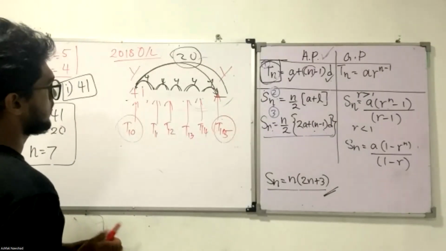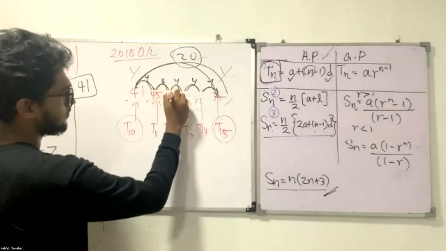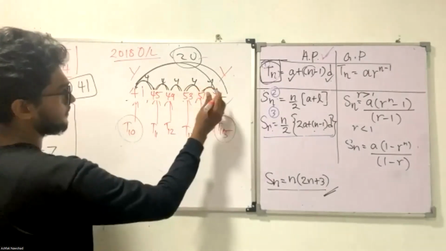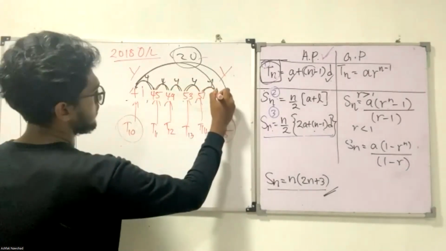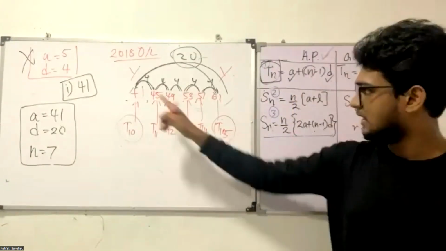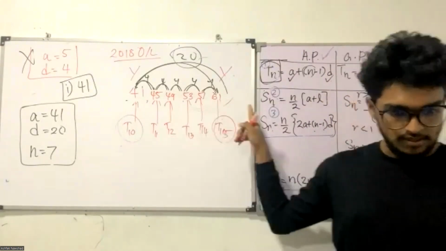Give me a minute. 41, 45, 49, 53, 57, and then 61. Is this clear? Like they increase by 4 by 4. Now, is this clear?